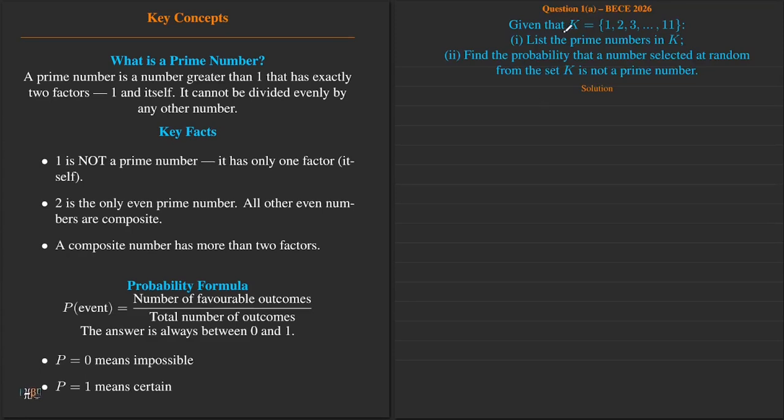So question number 1a says we are given K, and K has elements 1, 2, 3, then we have these 3 dots and it ends at 11. The first one says we have to list the prime numbers in K. And secondly, find the probability that a number selected at random from set K is not prime. So how do we proceed to answer this question?